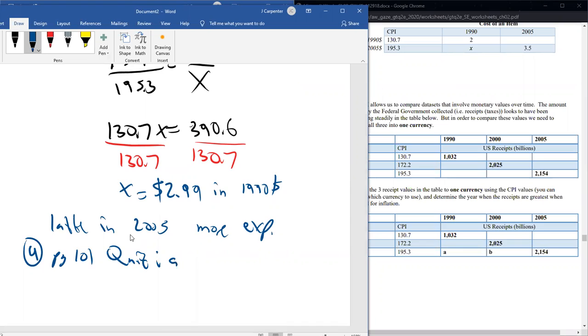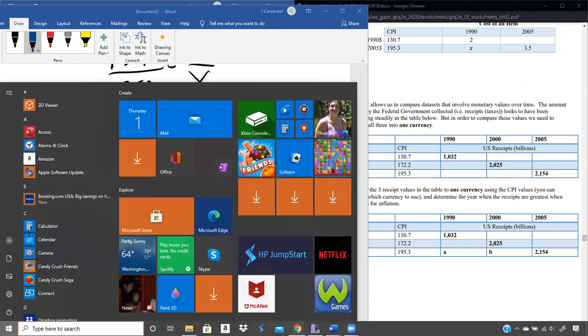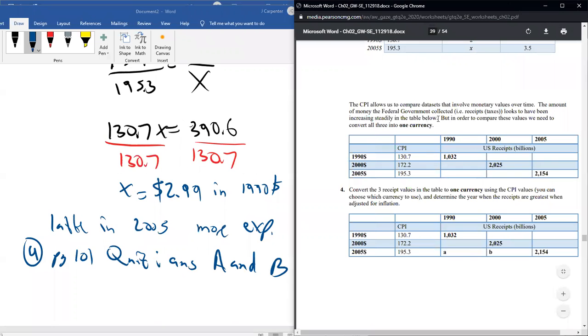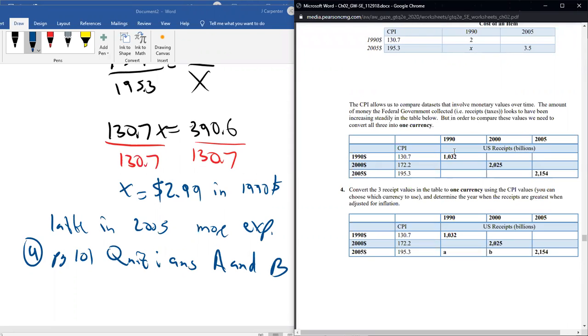This is your quiz. Answer A and B. The same instructions we're seeing on your whiteboard. Page 101, find the answer to A and B. Round to the nearest whole number. Now, everything before, I was rounding to the nearest penny because it made sense to do things that way. We're no longer talking about small dollar amounts. We're actually talking about billions of dollars here. So the penny wouldn't even be seen here. You would just be saying like a 0.3 billion.